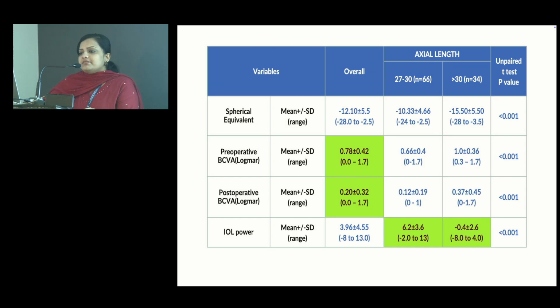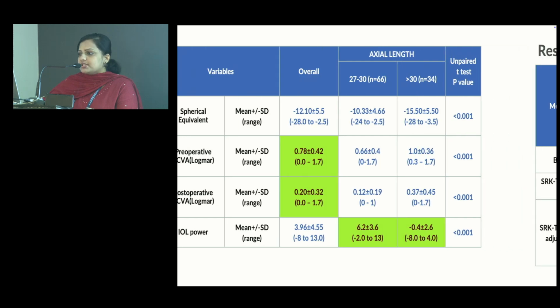The mean preoperative best corrected visual acuity was logMAR 0.78 and mean postoperative best corrected visual acuity was logMAR 0.2. This shows a significant improvement in the visual acuity post cataract surgery in these high myopic patients. The IOL power implanted in the 27 to 30 millimeter axial length group was 6 diopters, and in the more than 30 millimeter axial length group it was minus 0.4 diopters.